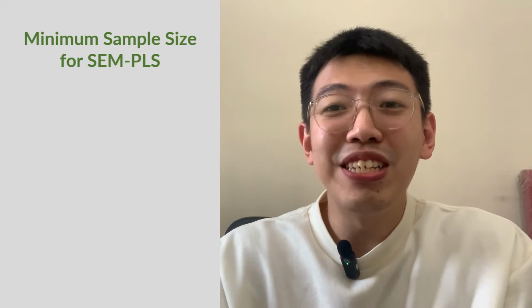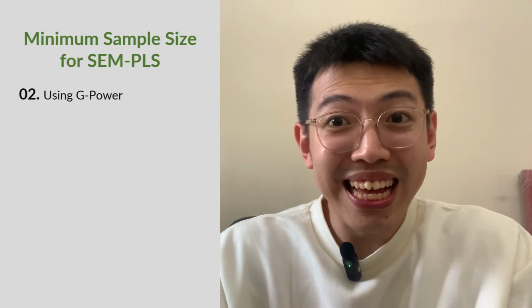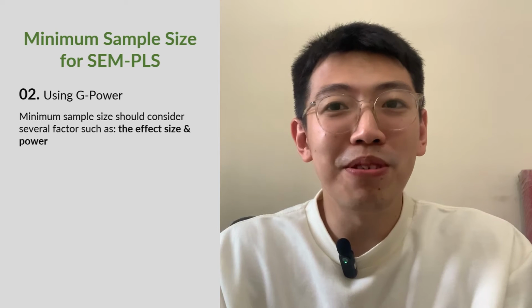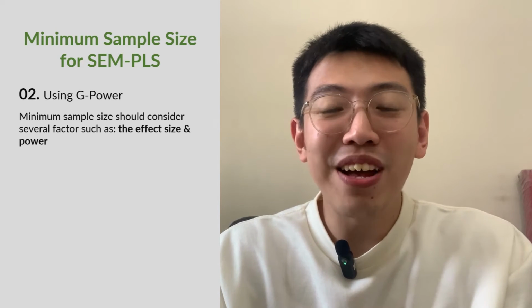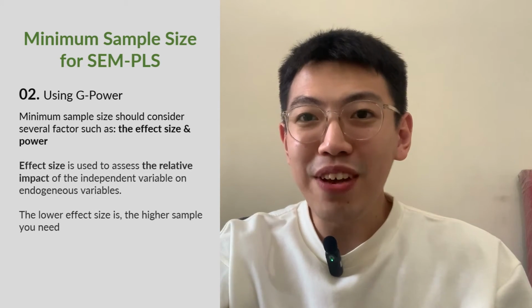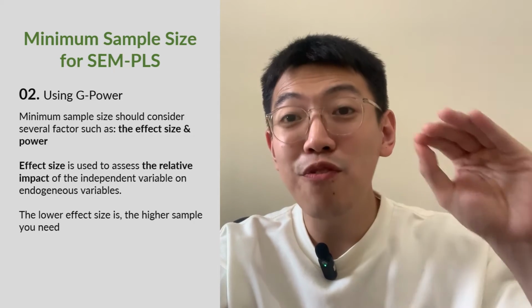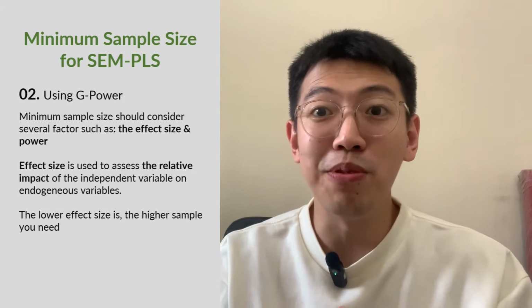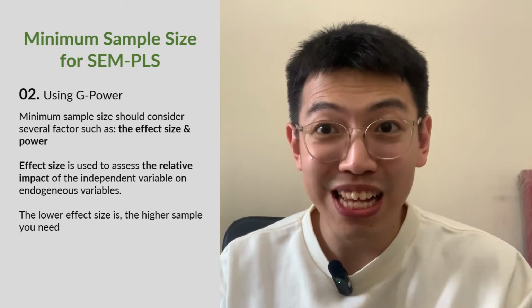The second one is using the G*Power application. Hair et al. 2019 and also 2022 state that the minimum sample size should consider several factors, such as the effect size and also power. Effect size is used to assess the relative impact of the independent variables on the dependent variables or endogenous variable. As the effect size is lower, you need a higher sample size.